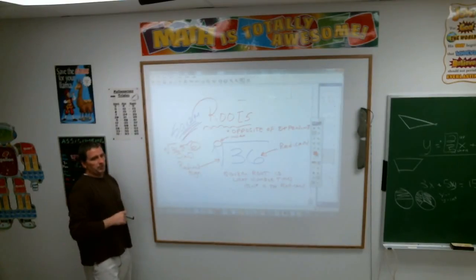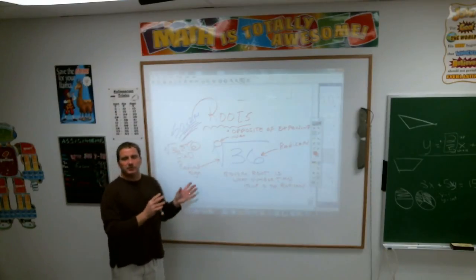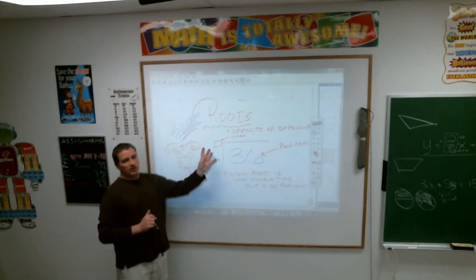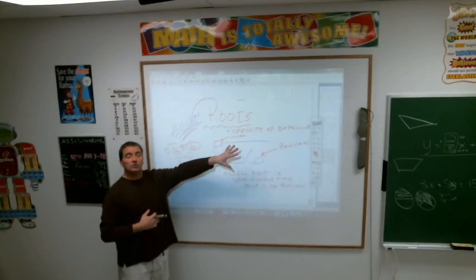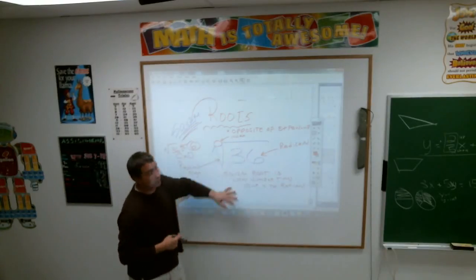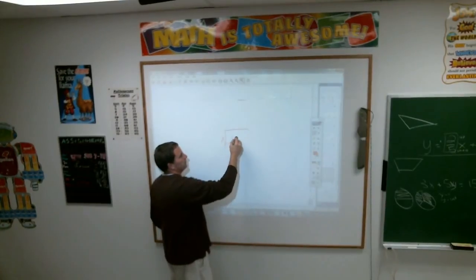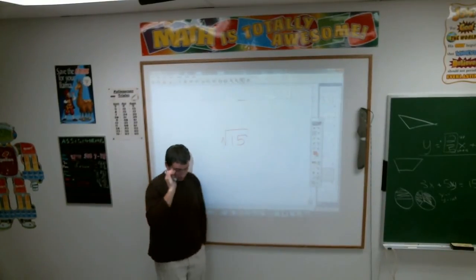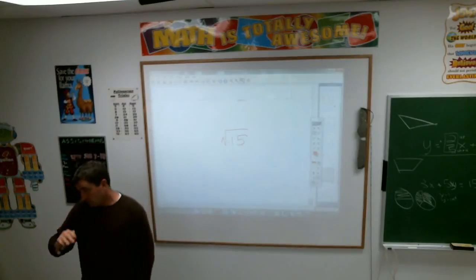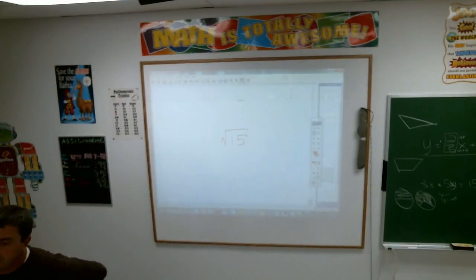Okay, and remember when we just got done talking about the squares, there are only certain numbers that work out nicely for us in this whole square root world. For example, if I asked you to tell me what the square root of 15 is, you would tell me that the square root of 15 is, Mia?